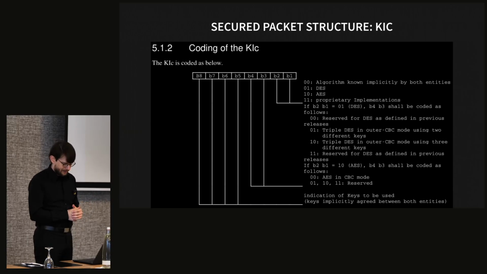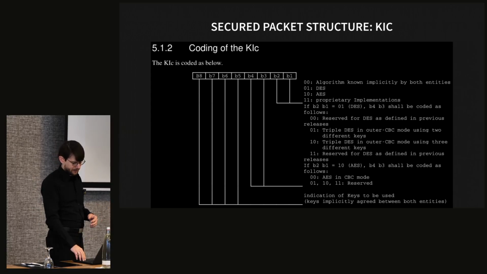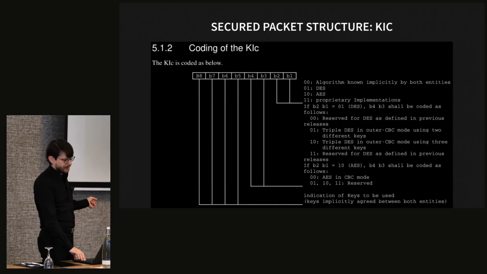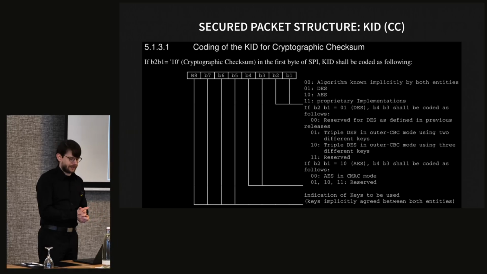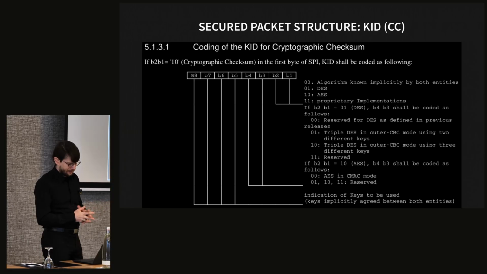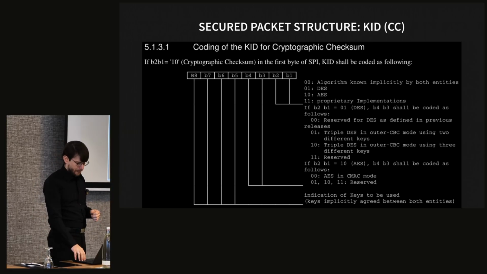Well, single DES, triple DES, and single DES is deprecated, of course. Triple DES in 2 different modes, or AES. And then you can also have a couple of bits if you have multiple different keys to identify which of the keys should be used here between the 2 cards. The KID, so KIC is for ciphering, and the KID is for the cryptographic checksum. Again, there you specify whether you want to use an AES CMAC, that would be the normal case today, or some legacy DES, triple DES stuff.